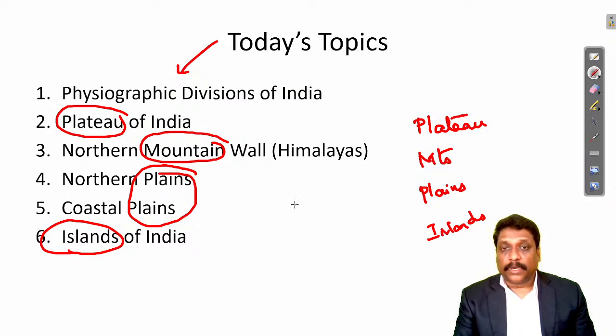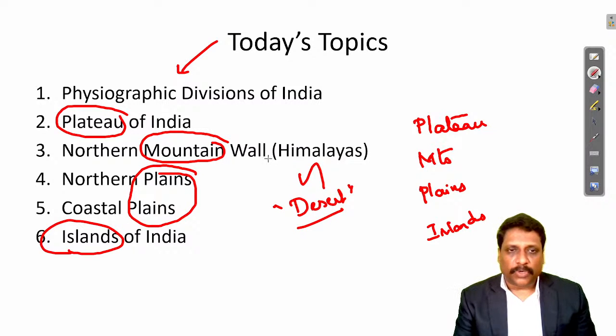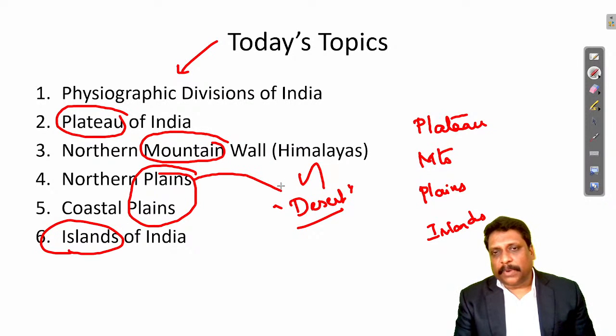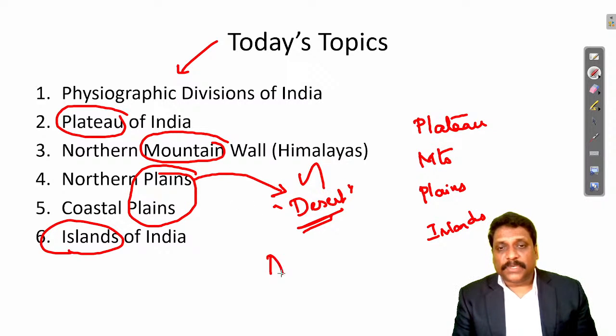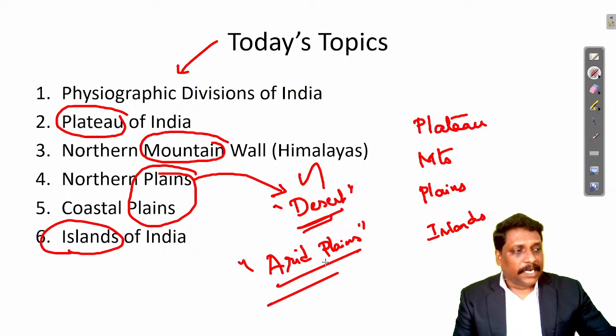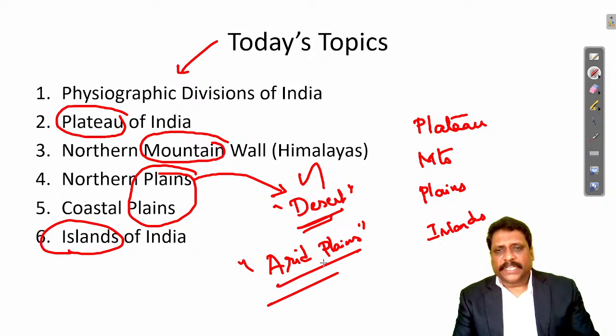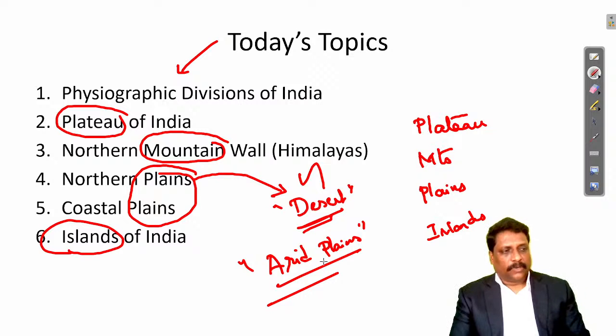Then you may wonder, what about desert? For example, NCERT talked about desert. You have not talked about desert, my dear friends. Within the scope of northern plains, I'll be covering desert also. Because desert, we should understand, you call them arid plains. Arid plains means dry plains. So whichever place experiences less than, for example, 50 centimeters of annual precipitation, you call them desert.